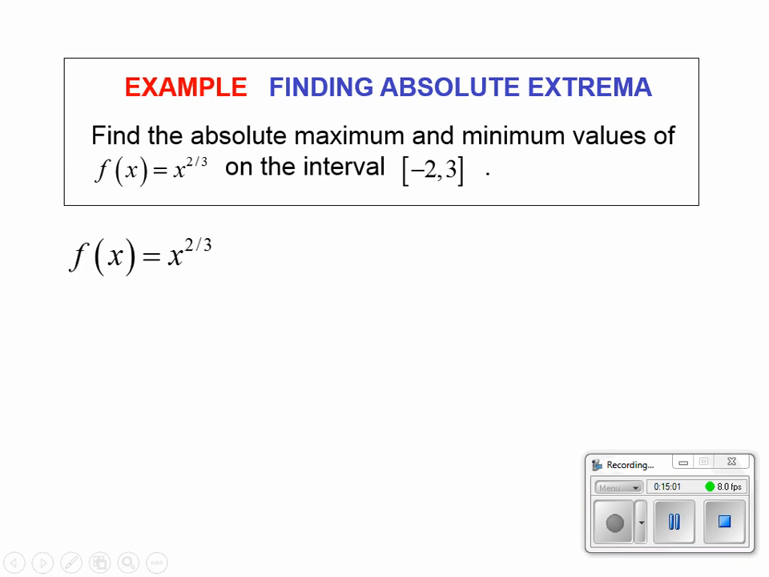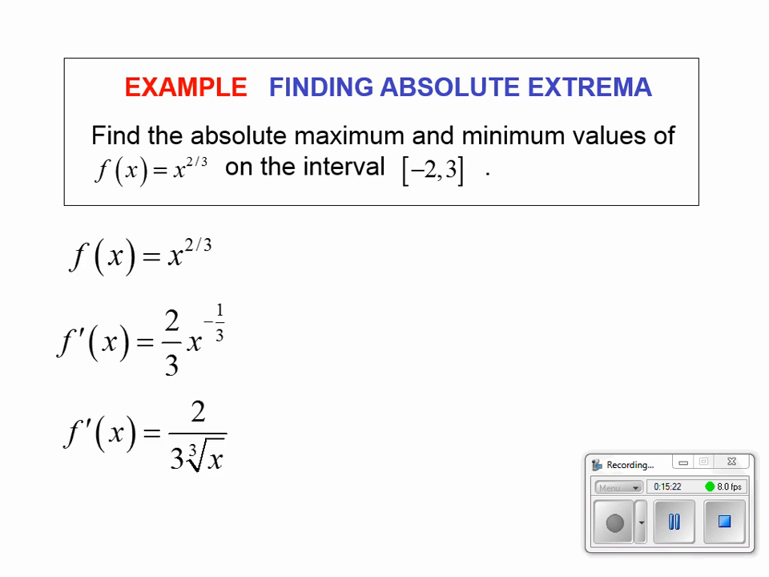2/3 x to the negative 1/3. Or if you wrote it the other way, it'd be 2 over the cube root of x. Now, is the numerator ever going to be 0? If it's 2 over 3 times the cube root of x? No. But is the denominator going to be 0? Yeah. So we'll have a critical value.